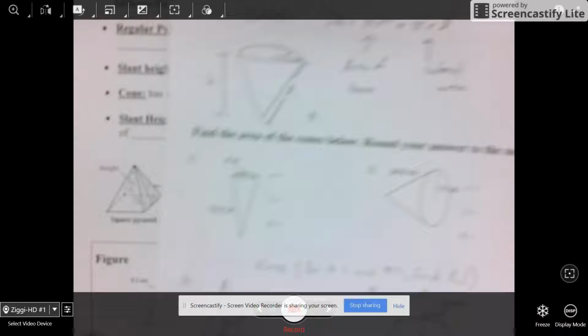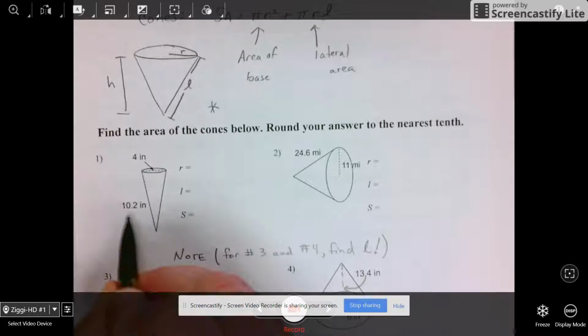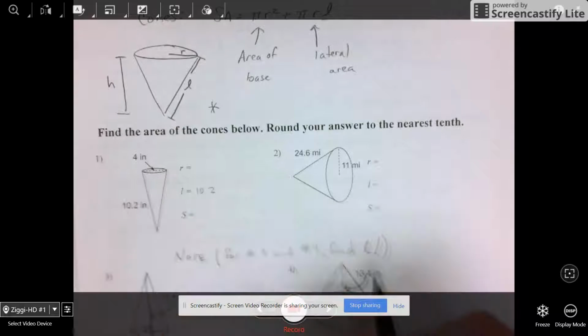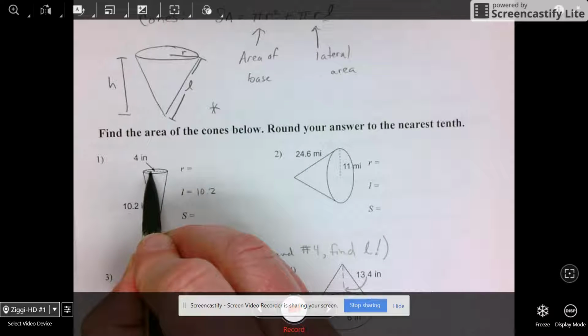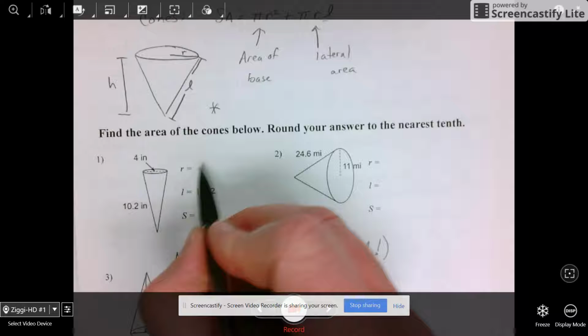So this gives you the slant height, 10.2. Make sure they're giving you the radius. They're not. They're giving you the diameter here, so fill it in as the radius. And then you can find the surface area by just using this formula, pi r squared plus pi rl. Same thing up here. This one, they do give you the radius. So just little things to be careful of, and it's just plugging in the formula.